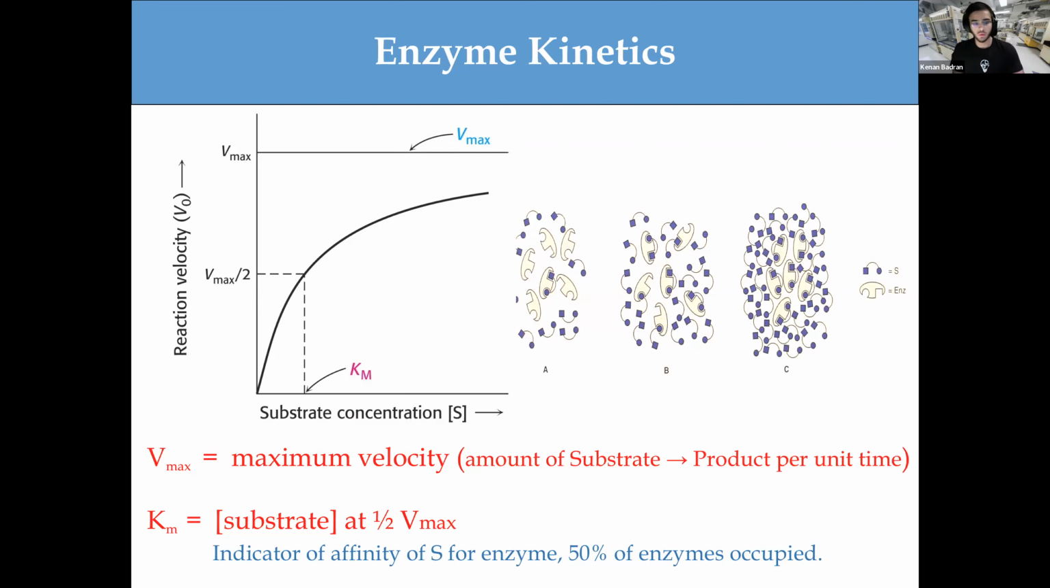It'll make more sense as we go through further. Well, this is basically the entire concept. If the Km is higher, affinity is lower. Lower affinity, higher Km, and vice versa.